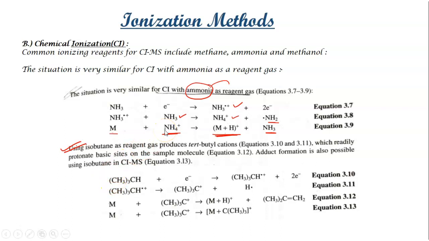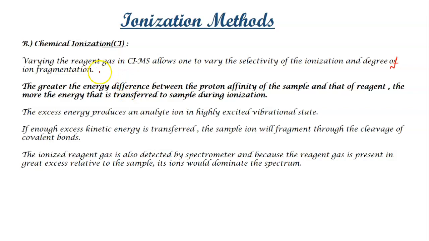So we will be proceeding further to the next ionization method. But before that, let's see what is happening in this process only. See, varying the reagent gas in this particular process allows one to vary the selectivity of ionization and the degree of ion fragmentation as well. Understanding? So you will have to see which reagent gas has been used in the particular method of chemical ionization, correct? That is how you understand the degree of ion fragmentation as well.